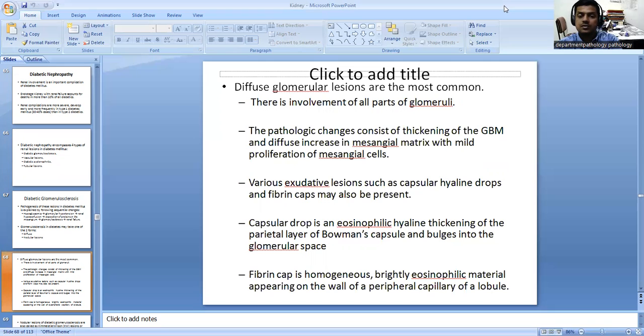Capsular drop is an eosinophilic hyaline thickening of the parietal layer of Bowman's capsule, which bulges into the glomerular space. Fibrin cap is homogeneous, brightly eosinophilic material appearing on the wall of a peripheral capillary, consisting of fibrin.